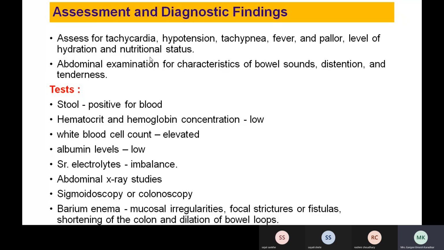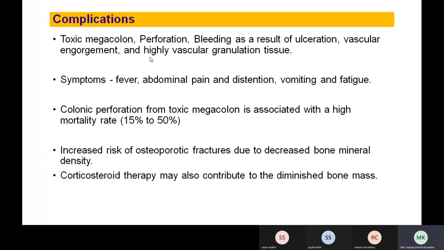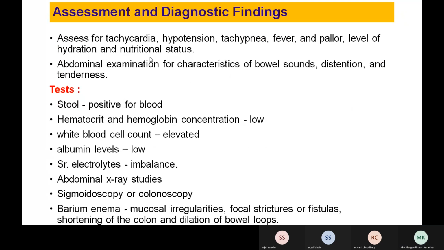Abdominal X-ray may be done, but it is not a confirmatory diagnosis. But these investigations, that is sigmoidoscopy or colonoscopy, would be confirming the diagnosis. Also, barium enema can be given, and it may show the mucosal irregularities, focal strictures or fistulas, shortening of the colon, and dilation of bowels. Okay, so that's how the diagnosis can be done. Clear?